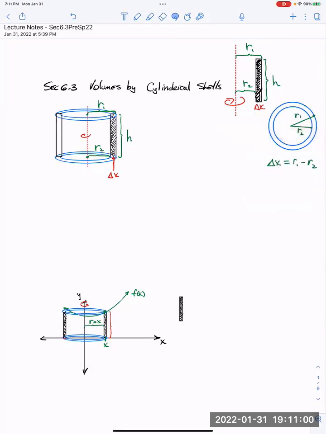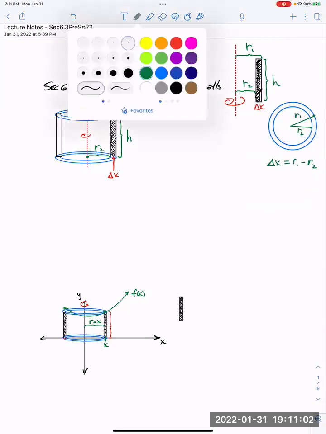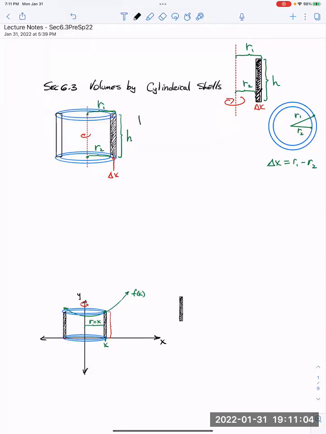Okay, so now let's talk about the volume of this shell, based on what we just wrote down. The volume of the shell would equal the volume of the outer cylinder subtract the volume of the inner cylinder.